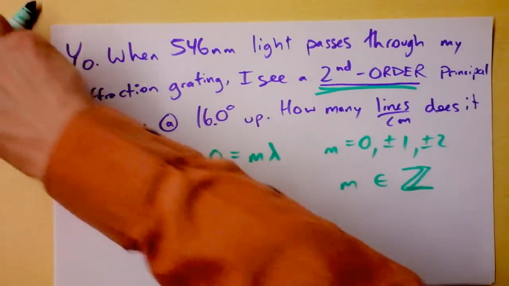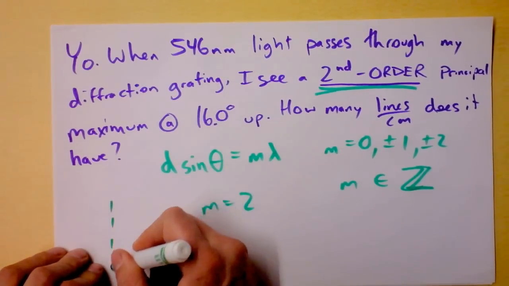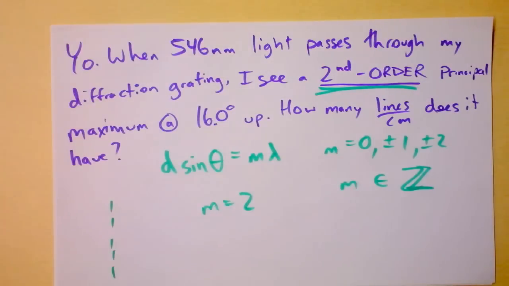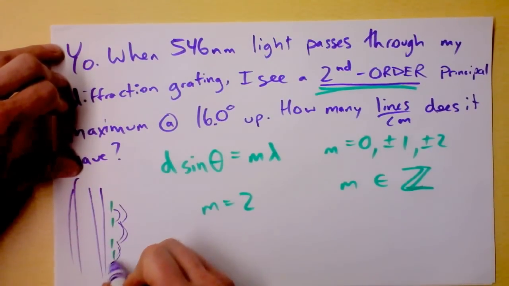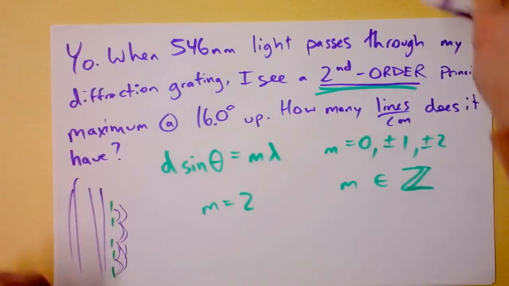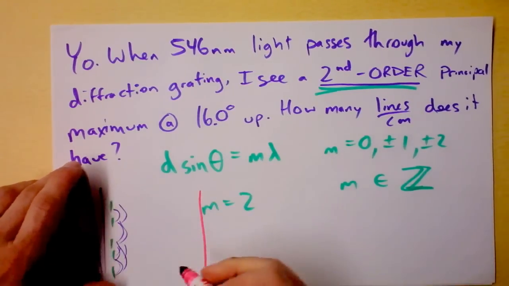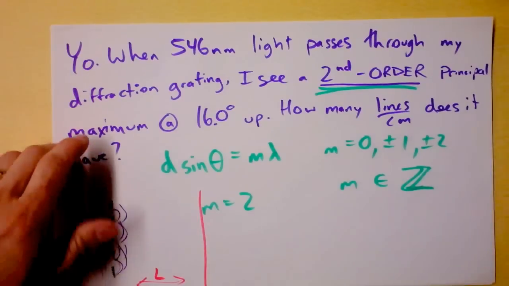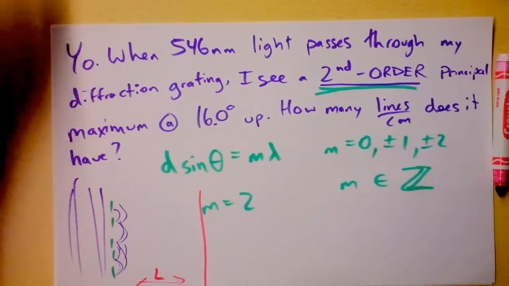Let's draw ourselves a picture. We've got a diffraction grating, and the grating's like this, with many slits, and light's coming in. Light used to be green and that used to be purple, but we're flipping it all around today. The waves are all going to interfere with each other in a really complicated way, and we've got a screen over here that's red, and this has to be a long way away. And we've got an angle, which they say is 16 degrees.